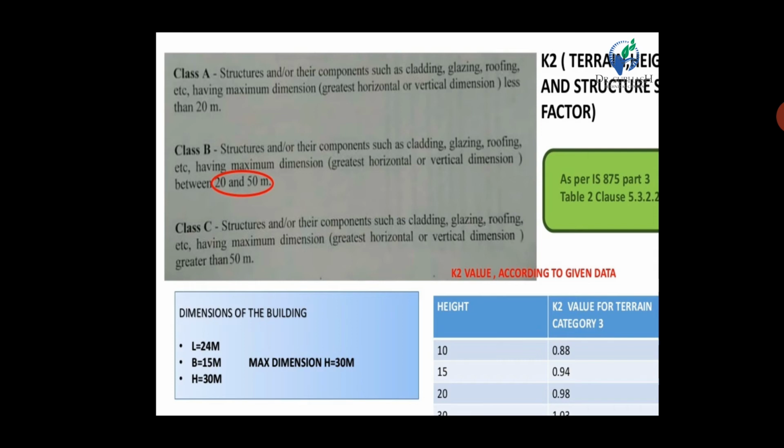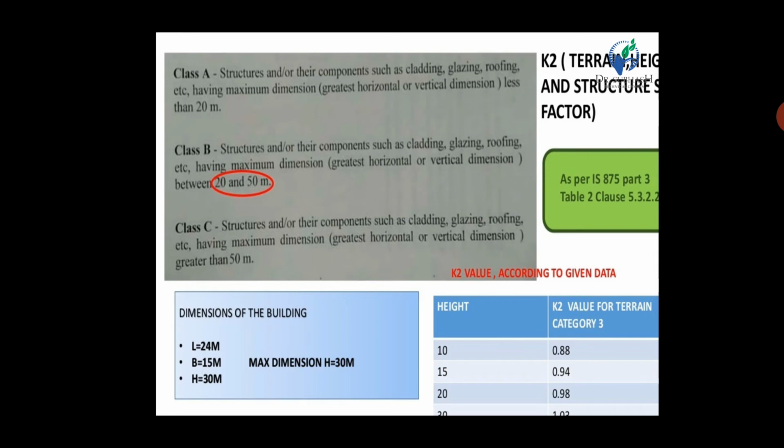So according to our data, the height of the building is 30 meters and the width is also 30 meters. So our building should be considered class B. For that, you can see that we calculate the wind load at different heights, because at every height the intensity of wind load varies. So at 10 meter, 15 meter, 20 meter and 30 meter.